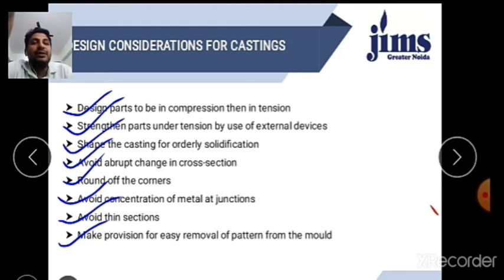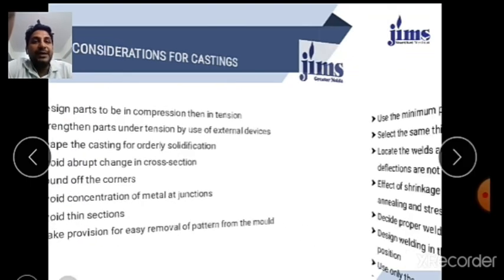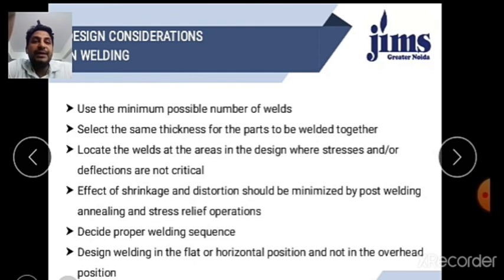So if you are designing a component which has to undergo the casting method of manufacturing, you should consider these points and be careful about them. The next is design consideration in welding. Welding is another process where two components or two parts are joined permanently, and if you are using the welding method, then you should consider the following points.